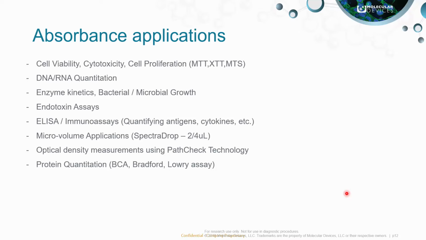Here are some absorbance applications below. And shown in red are your ELISA and immunoassays. These can be read in single endpoint, in kinetic, well scan, and so on. Below also you have the ability for microvolume applications, which you can use the spectrograph that can quantify as little as 2 to 4 microliters of a sample.